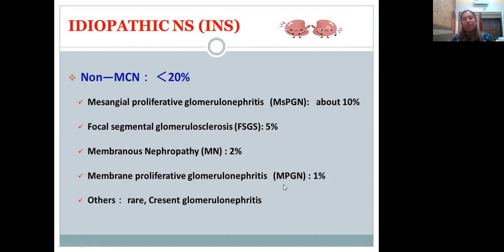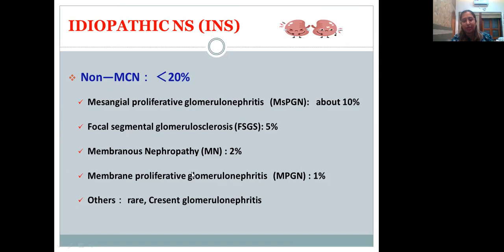So here, the other types of non-MCN are mesangial proliferative glomerulonephritis, which occurs in about 10% of these cases. Focal segmental glomerulosclerosis in 5%. Focal segmental glomerulosclerosis is even worse prognosis. Membranous nephropathy in 2% of the cases. Membranoproliferative glomerulonephritis is about 1%, and others are rare or crescentic glomerulonephritis.